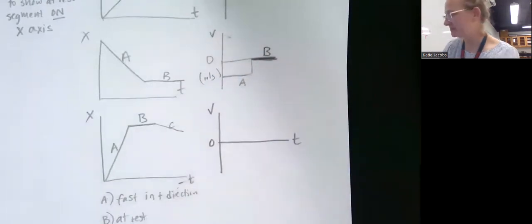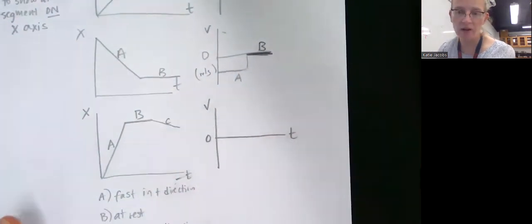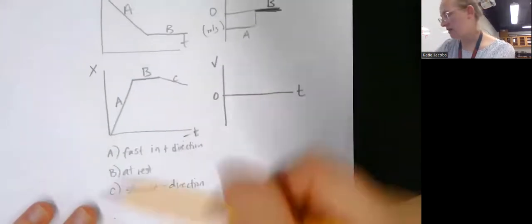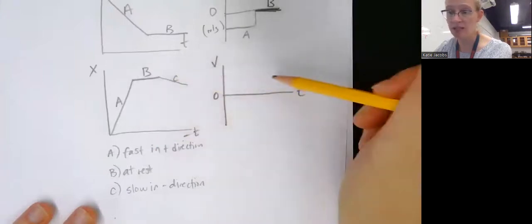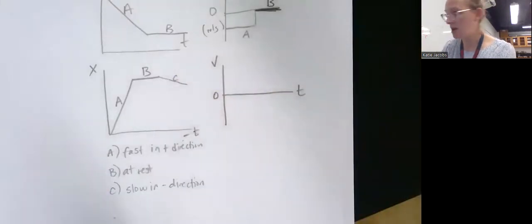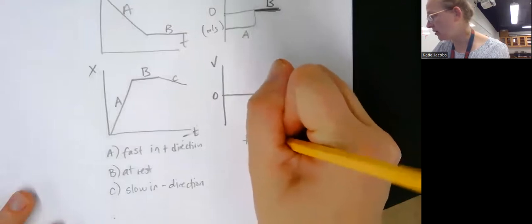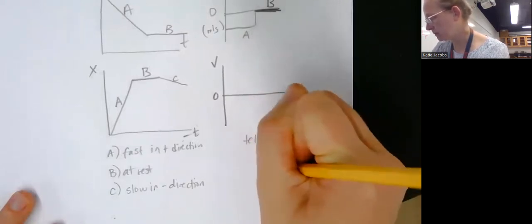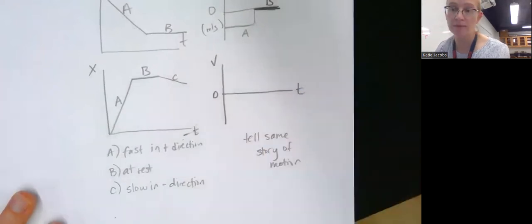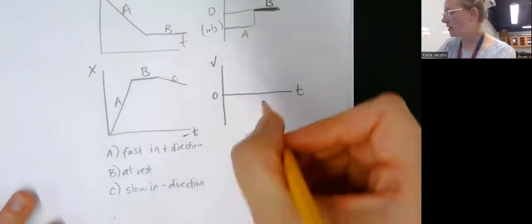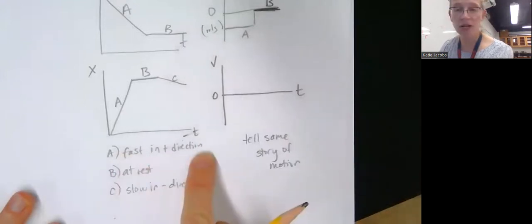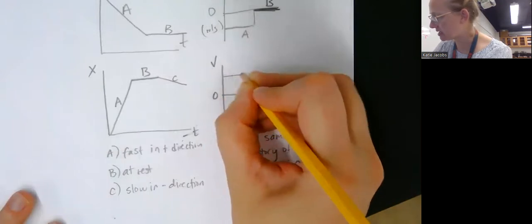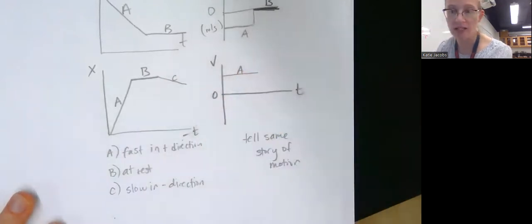What would the velocity graph look like for this? The theme is, remember that this position graph and this velocity graph are going to have different shapes, but this velocity graph must tell the same story of motion, even though it has a different shape. So if I'm fast in the positive direction, I have to have a flat line that's above the x-axis on my velocity graph. So that is segment A.